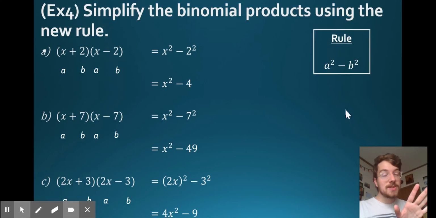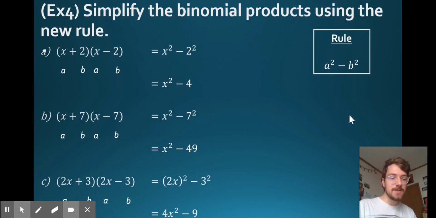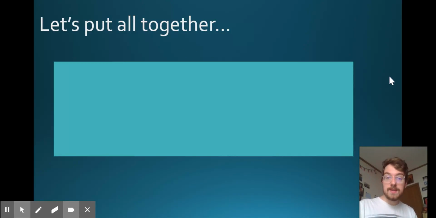So these problems are sick because there's just less work to do and it's an easier rule to follow and you just have to square stuff. So if you've got that down, you're going to be totally fine with this one. So that's the two rules for this one. That's all the new stuff for right now. So let's put it all together.